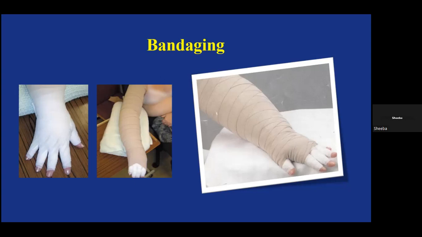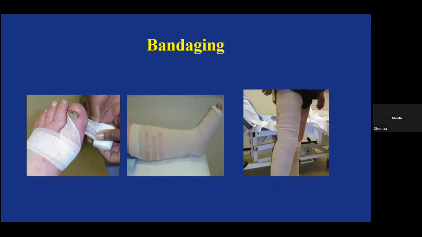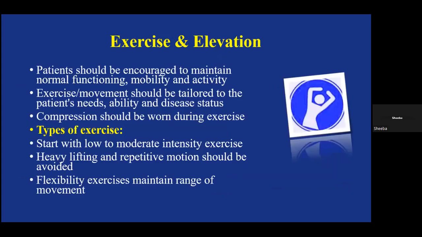Okay, so if they are able to tolerate it, you can move on to the figure of 8, that is multi-layer bandage. After that, for the upper limbs and lower limbs, you can do the bandaging. The bandages are the same. For the initial period, you can do the spiral bandaging, and then you can move on to the figure of 8.